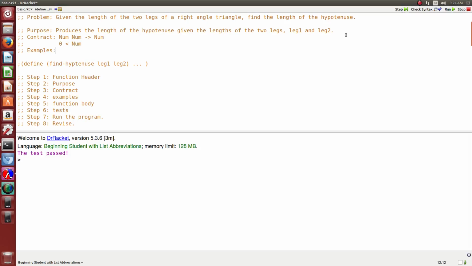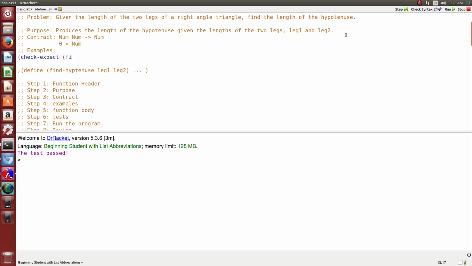Because if someone is to look at this function, they should know, oh, okay, that's a nice example. I know how this works now. So what we would have to do in here is probably write a check expect statement. If you write this check expect statement and you call find hypotenuse on, let's say, 3 and 4, we know that the answer should be 5, because 3 squared is 9, and then 4 squared is 16, 9 plus 16 is 25, and the square root of 25 is 5.